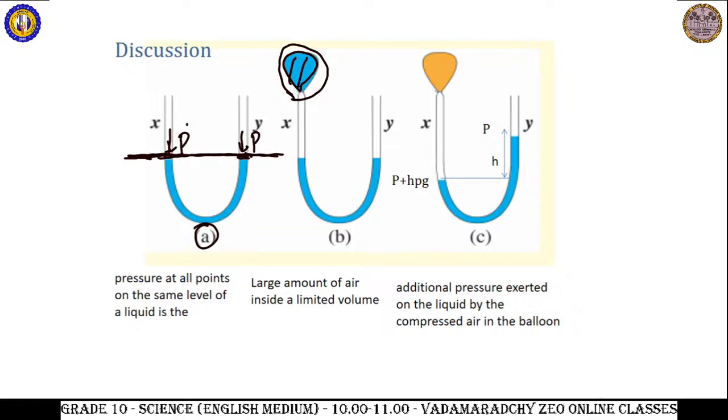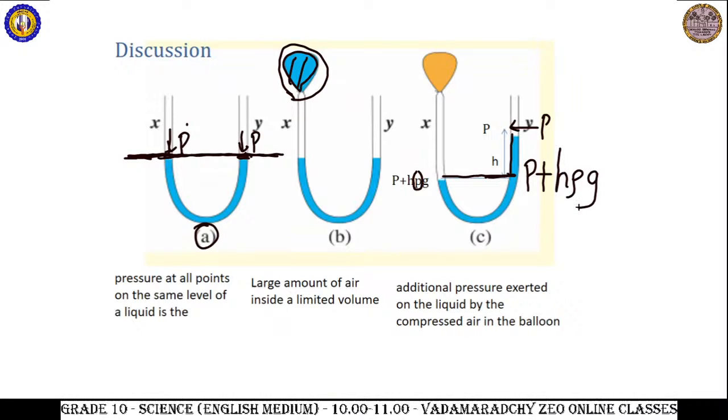We know the pressure at this point is atmospheric pressure. We already studied the equation for the hydraulic pressure at this point: P plus h rho g, where h is the height of the water column and rho is the density of water. So at this point, the pressure is equal to P plus h rho g.